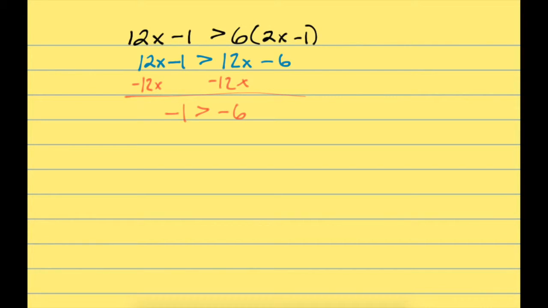Is that true? It is. Negative 1 is bigger than negative 6. It's further to the right on the number line. And so no matter what we plug in for x, we would get the left-hand side always being bigger than the right-hand side. So that means any number that I plug in for x is a solution, so we write all real numbers.